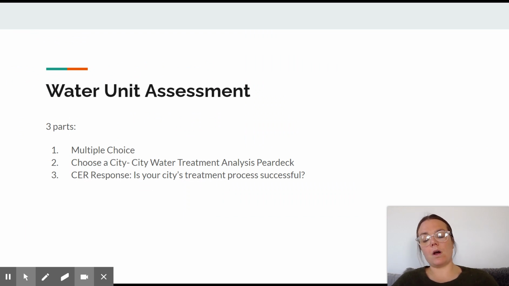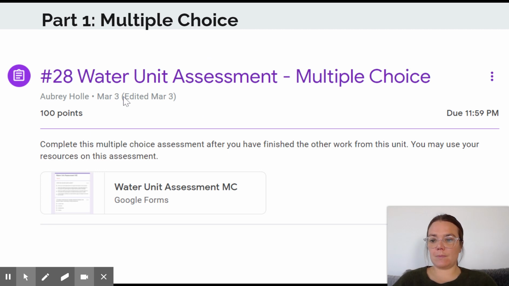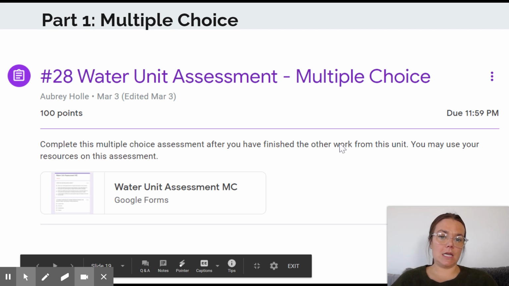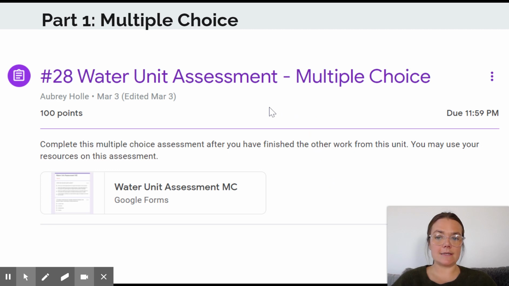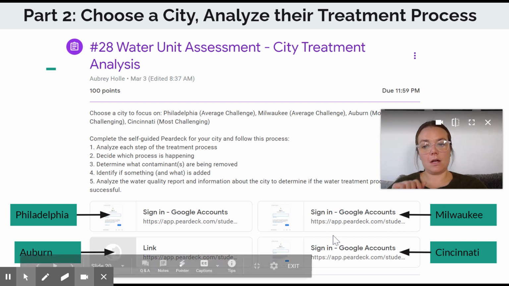So the assessment for this water unit has 3 parts. 1 is the multiple choice. 2 is a Peardeck where you're going to be analyzing the water treatment cycle of a city that you choose. And then the third is a short CER response answering the question, is your city's treatment process successful? So the multiple choice is pretty simple, a 28 unit water unit multiple choice. It is 13 questions, but 3 of them are bonus. So here's an opportunity for you to rack up some bonus points. Part 2, and this is the part that I'm going to spend the most amount of time today talking about.